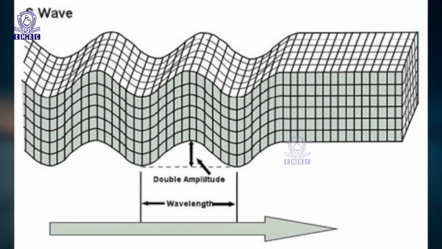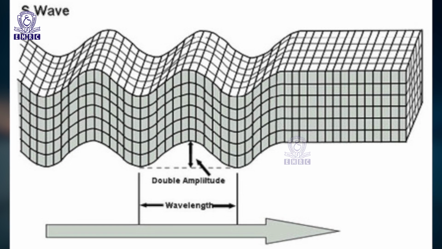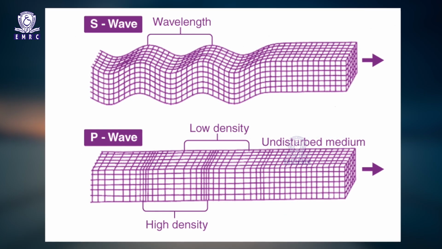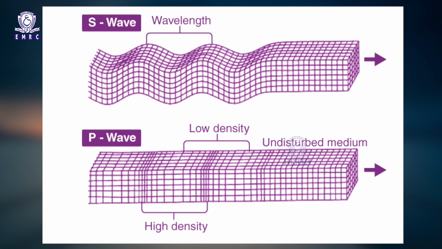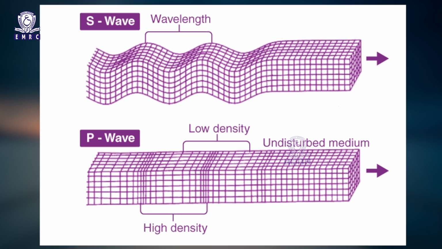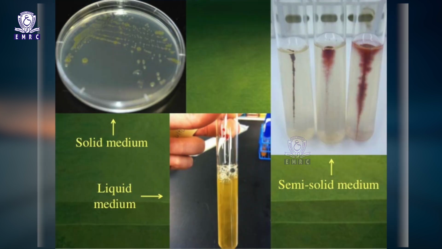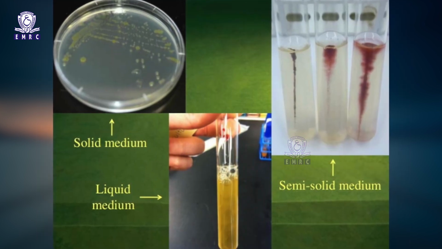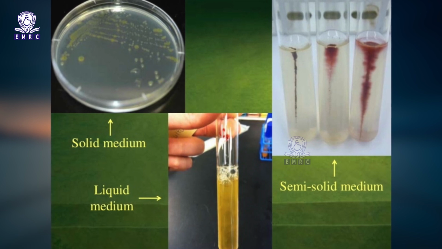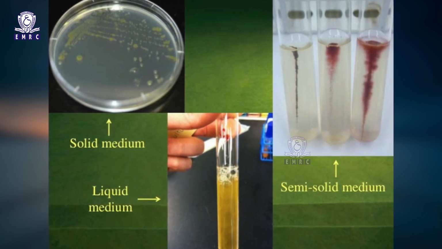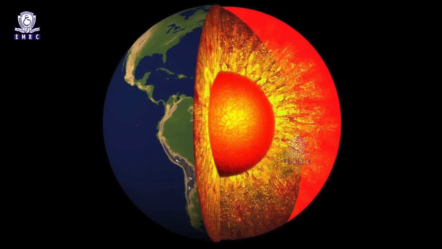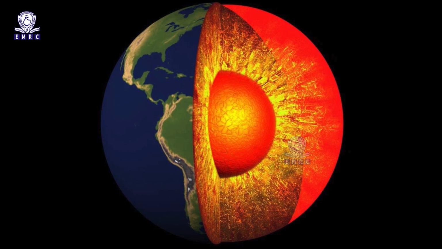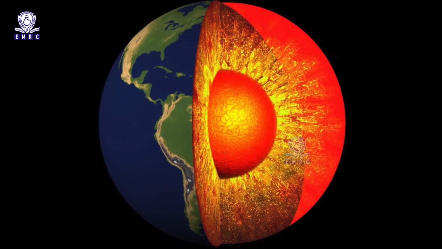Secondary waves or S waves are also called transverse or distortional or shear waves. They are called secondary waves because these waves arrive after the P waves. In these waves, the motion of the particles is at right angles to the direction of the wave propagation. The secondary wave can pass only through solid media. These waves cannot pass through liquid material. They do not pass through the core of the earth.